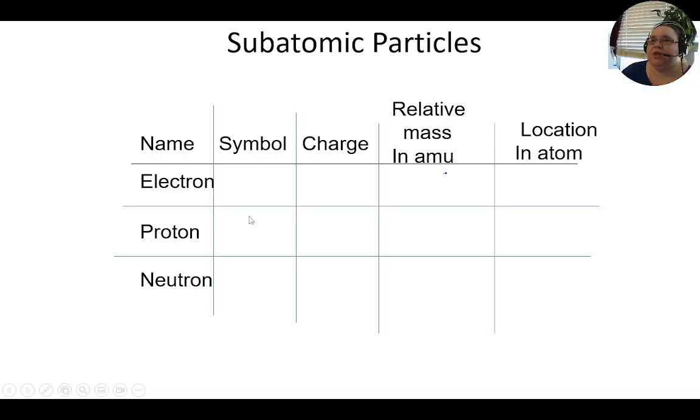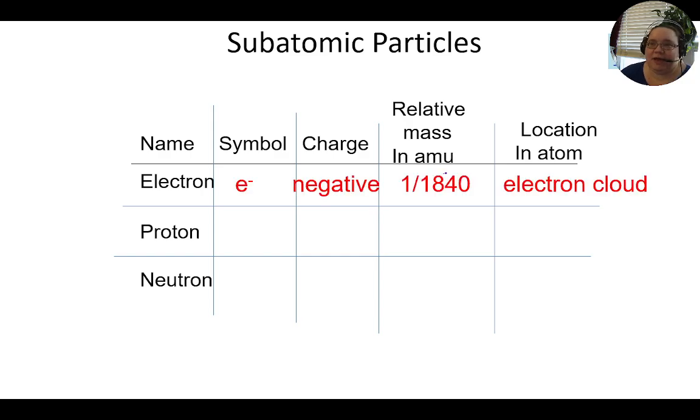So, starting with just a quick summary of each of our subatomic particles. For an electron, its symbol or its abbreviation is an e with a little minus sign. It, of course, has a negative charge and it lives in the electron cloud. It takes almost 2,000 electrons to equal the mass of one proton. Technically, it is exactly 1,840, but they're really, really small and they live outside the nucleus.